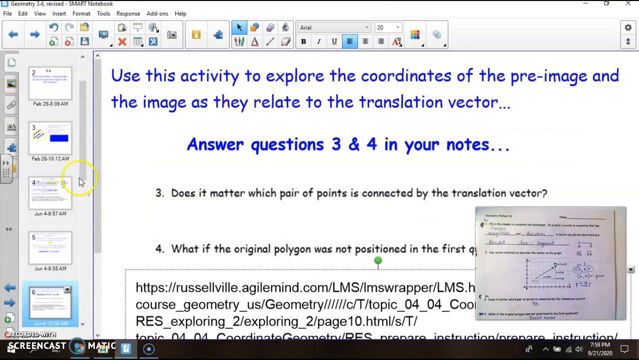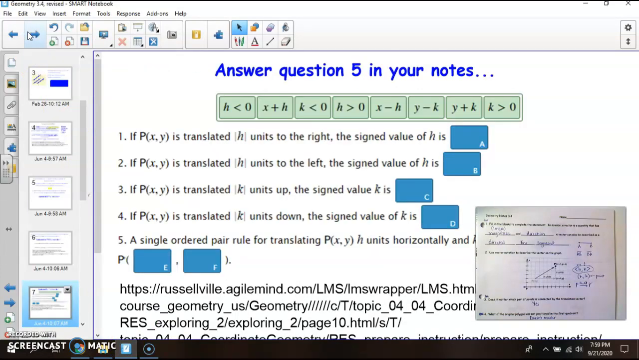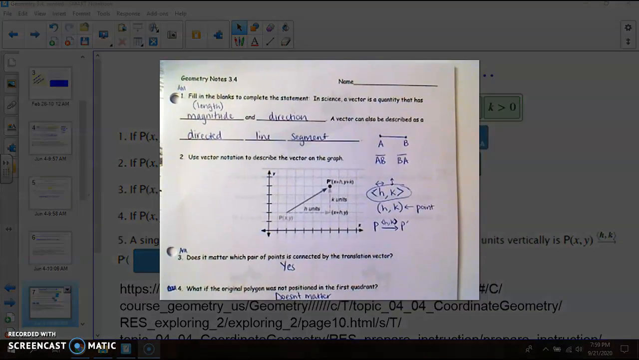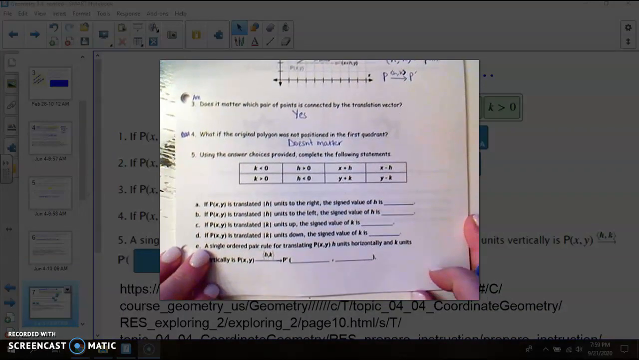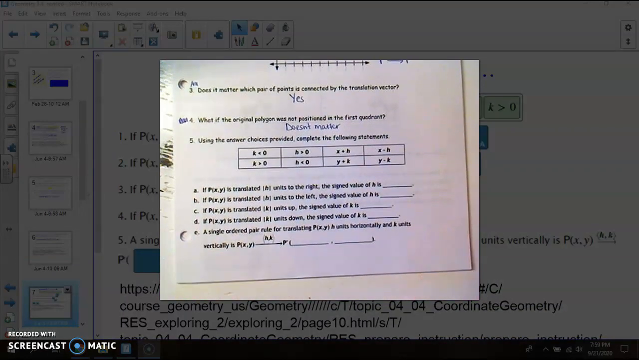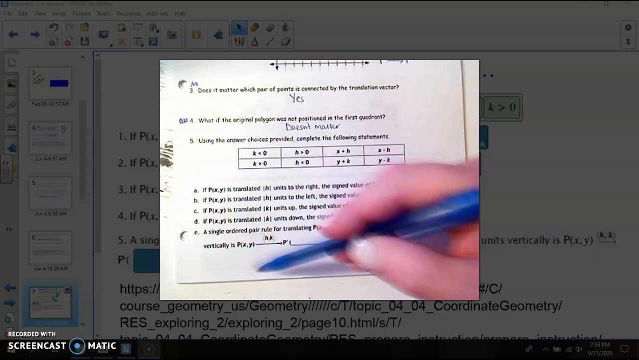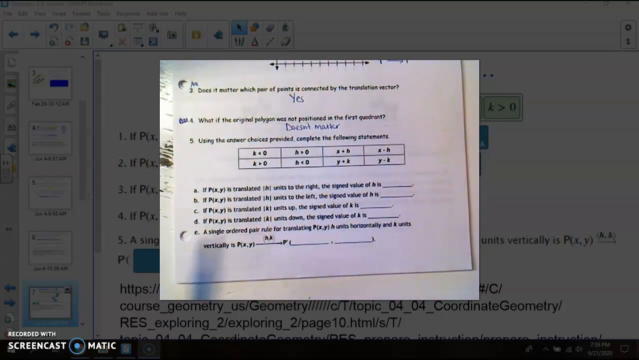All right, so let's look at question 5 in your notes. Hopefully this will help clear up any misunderstanding you might have at this point. So we're using these answer choices to answer parts A through E. So it says if you start with a generic point, x, y, and you translate it, and these are absolute value bars, h units to the right, then the signed value of h is what?